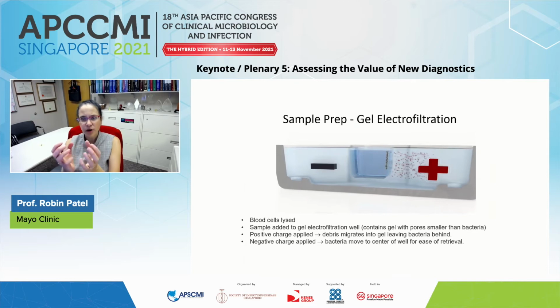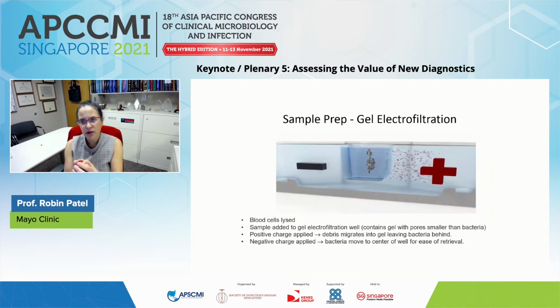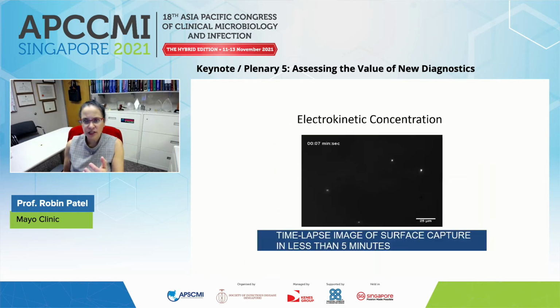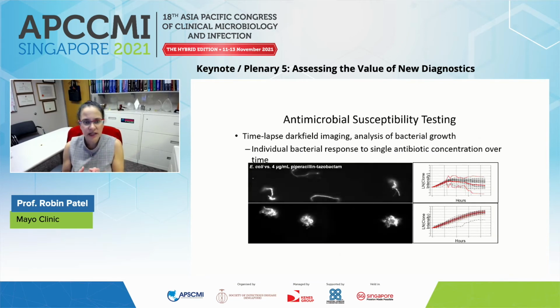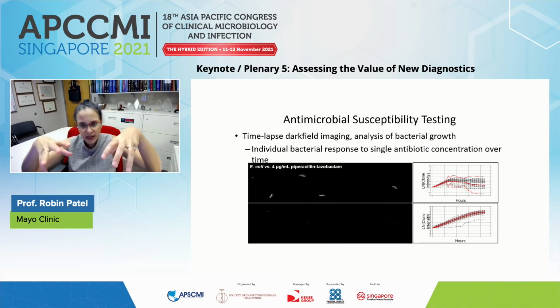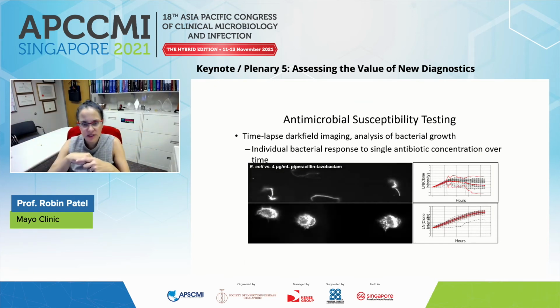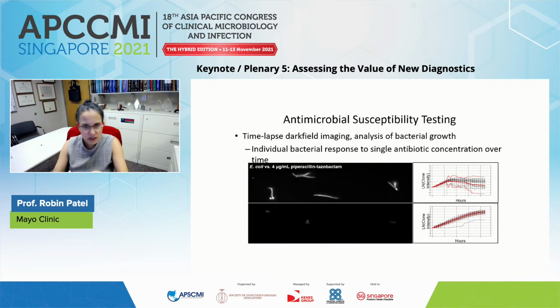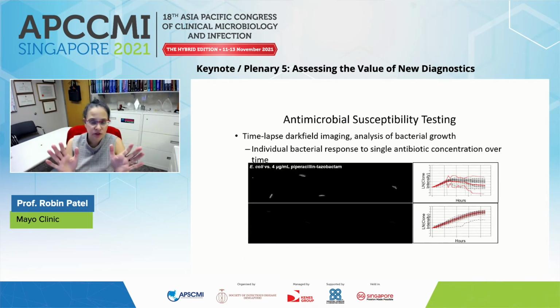And so this is just some examples of what goes on inside the instrument. The blood culture bottle contents are loaded, and then the bacteria are separated away from the contents of the blood culture bottle by gel electrofiltration, and then they're electrochemically concentrated and moved into wells with different concentrations of various antibiotics and watched by a camera that interprets what's happening and translates that into phenotypic susceptibility. It's all within the instrument, so it's not something that we in the laboratory have to look at and interpret, which is good.